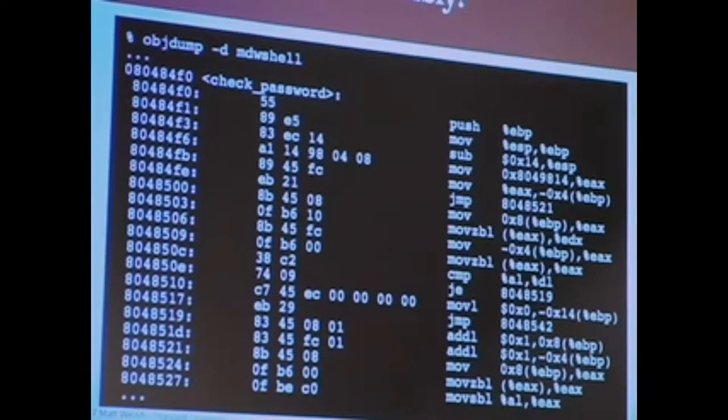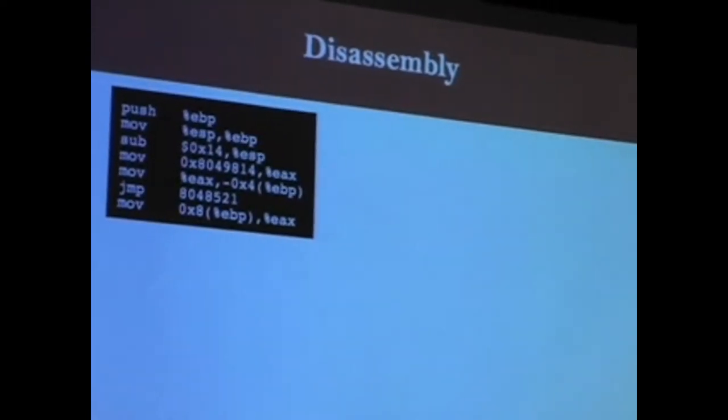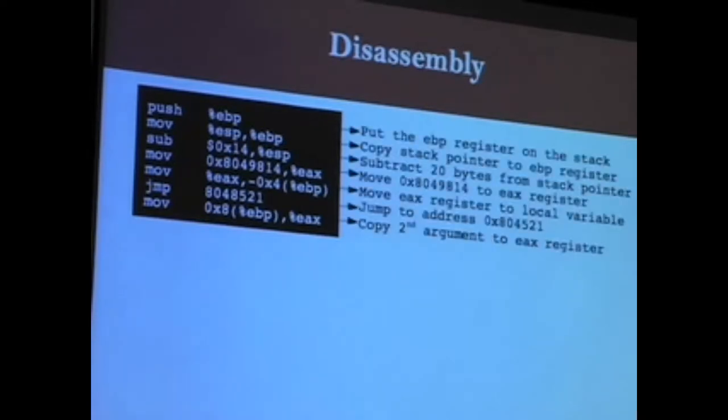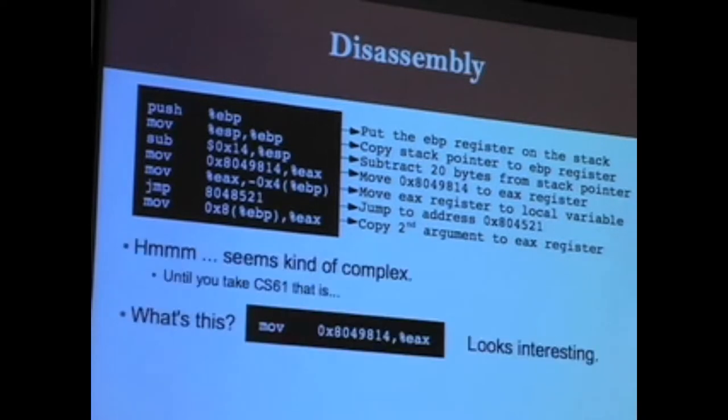So let's say I want to figure out what the password is in this binary so I can hack into my own account. Yeah? So what I do is I look at the binary. Let's just take a look at some of the instructions here. Well, this looks kind of complicated. What is this doing? Well, if I go and read the x86 manual, and I learn the assembly language instructions, I can figure out what they're doing. The first one is putting something on the stack, it's copying a stack pointer, it's subtracting 20 bytes, it's moving this to a register. Okay, we don't need to understand the details of this today, but this does have meaning. Okay, so it looks kind of complex, but if you take CS61, you're going to understand this stuff. It's actually not very complex, it's incredibly simple.